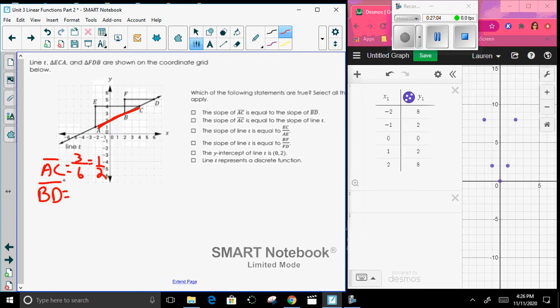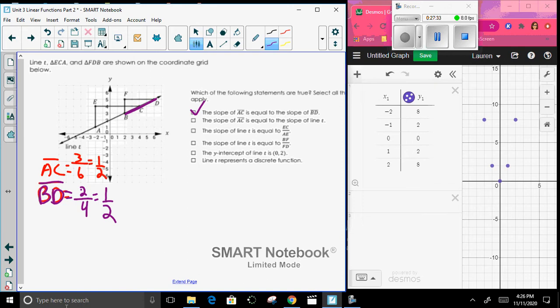Now BD, I'm going to do that in purple. BD is this line here. That also increases, so I'm going to start at the bottom and go to the top. I go up 1, 2, and I go right 1, 2, 3, 4. 2/4 reduces to 1/2. So are those slopes equal? They are.